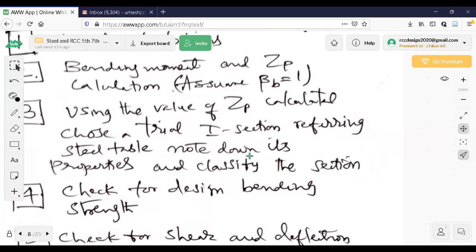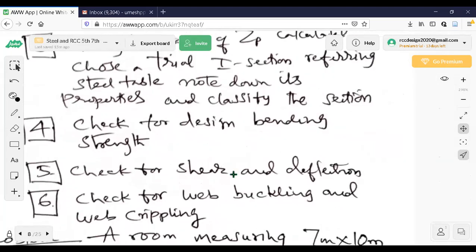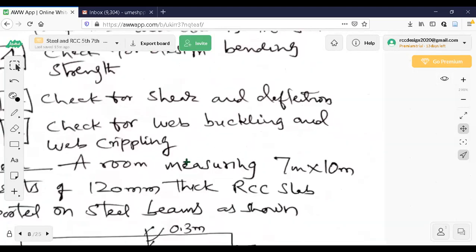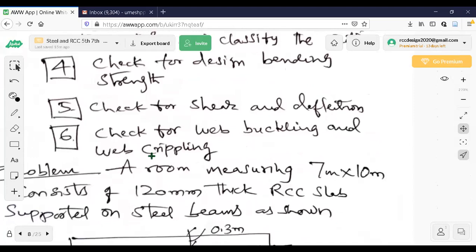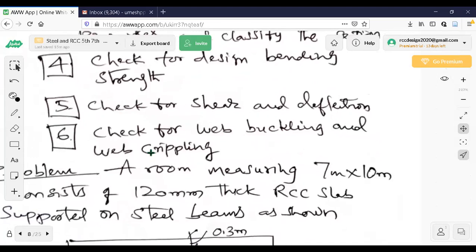I'll design it. Check the design for bending strength. Check for shear and deflection. Check for web buckling and web crippling. Remember, we are going to do the same thing for plate girders also. Directly, I cannot start plate girder unless you know these basics.